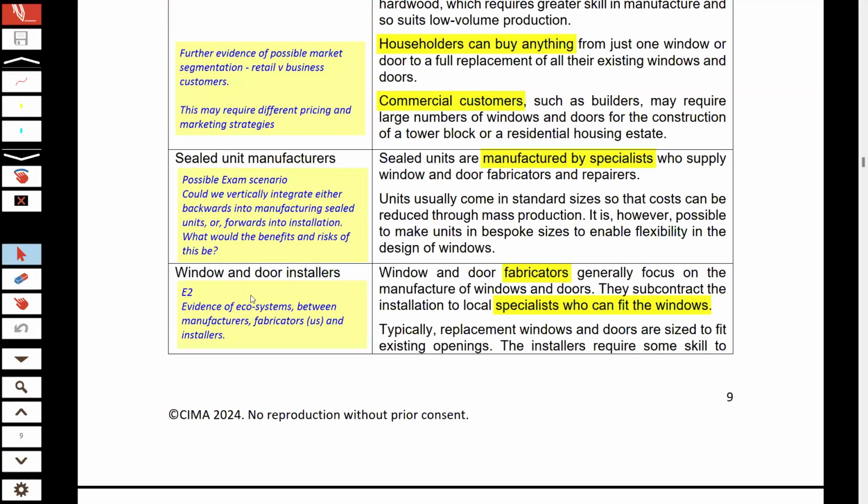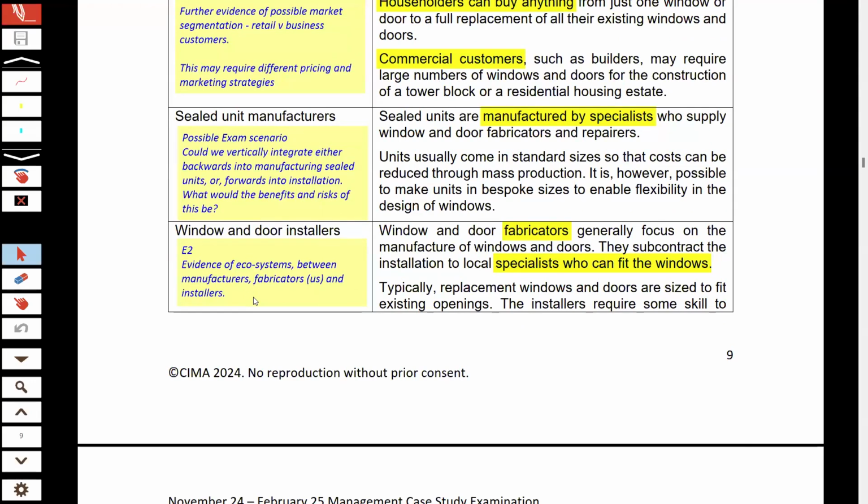Okay, then. Finally, there are these window and door installers. We've mentioned these. Generally, the fabricators like Shinyglas do not install themselves. They contract out to local specialists, so small companies who can fit the windows. And that is what Shinyglas does. We find that out in a couple of pages.